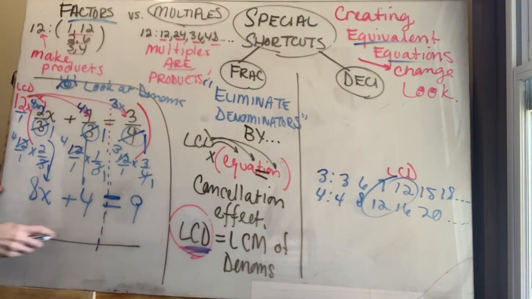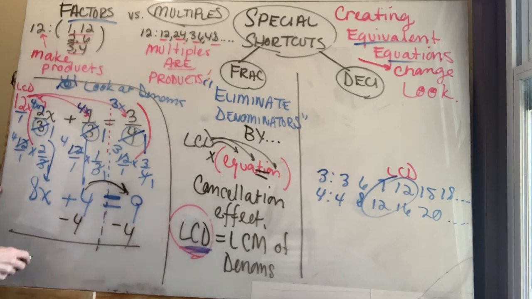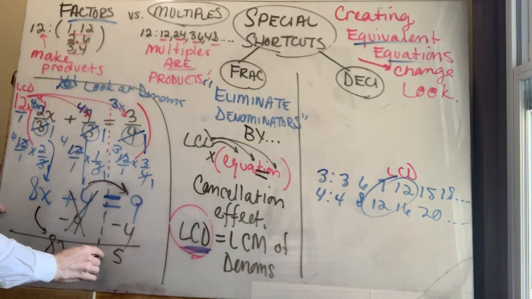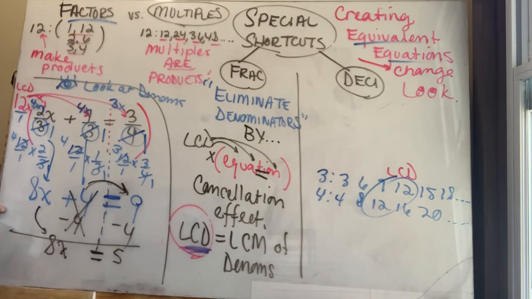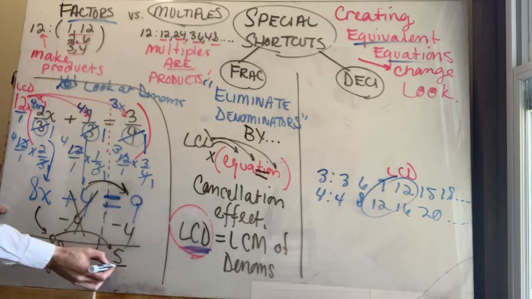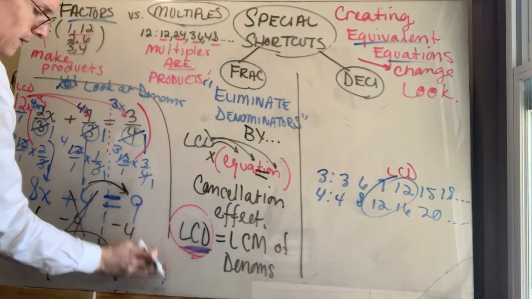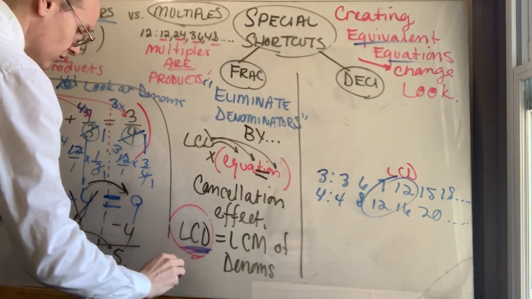Now we're going to pull our usual tricks. Move 4 via subtraction. Do it to both sides to be consistent. The 4s cancel. 8x is left over. 8x is equal to 9 minus 4, which is 5. Move the 8 over. The opposite of multiply is divide by 8. Do it here, do it there. The 8s cancel. What are you left with? You are left with x is equal to 5/8.